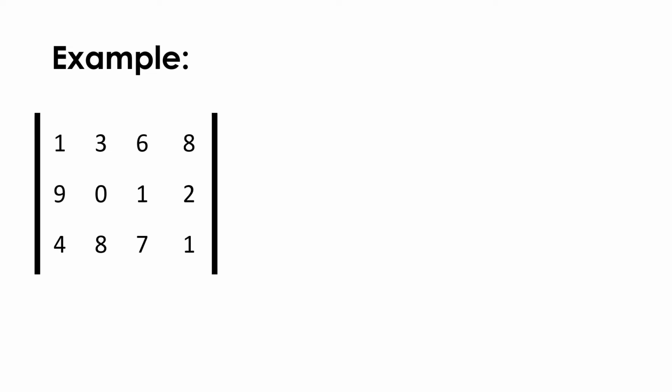So here is a given 3 by 4 matrix, and let's say the user says to find 0, then we have to give the index of that 0, which means 2 by 2.